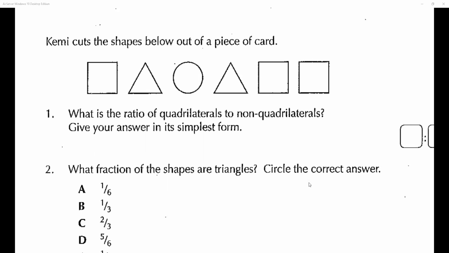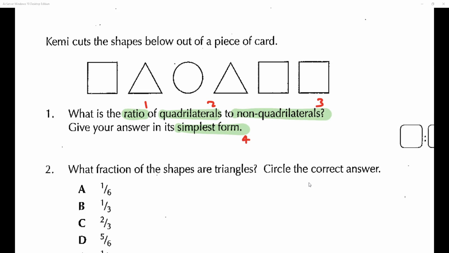Can we cut the shapes below out of a piece of card? What is the ratio of the quadrilaterals to the non-quadrilaterals? Give your answer in the simplest form. Okay, lovely. Now let's have a look at the key words here. What is the ratio, quadrilaterals, non-quadrilaterals, and simplest form? So there's 4 words there that we need to know the meanings of. So let's analyze that first.